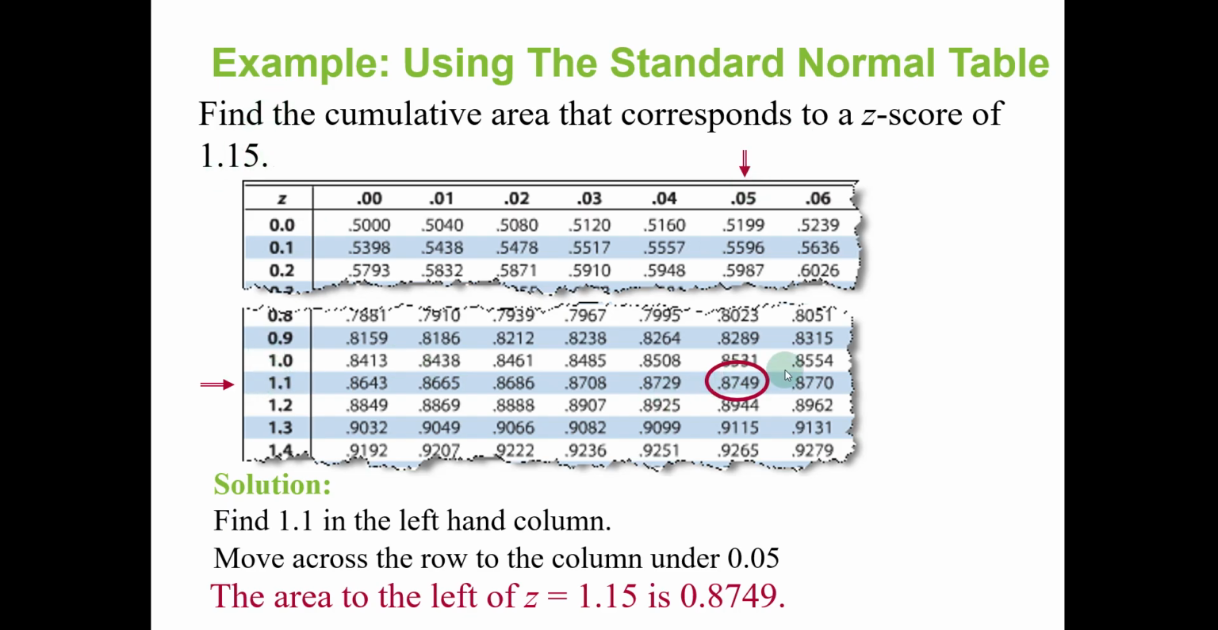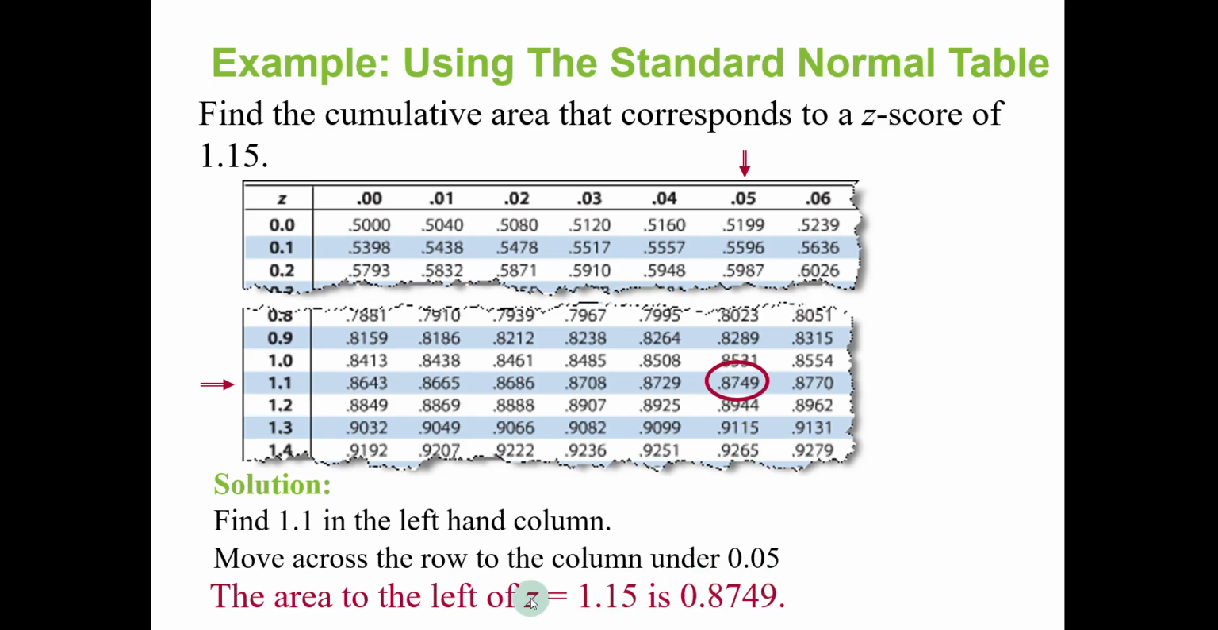You look at the point of intersection in your table, and this will give you the area to the left. Okay, it's very important to remember it's going to give you the area to the left. So you have to be vigilant and make sure the question is asking for the area to the left, to the right, or between. Based on that, you will know how to play with the value you obtained.